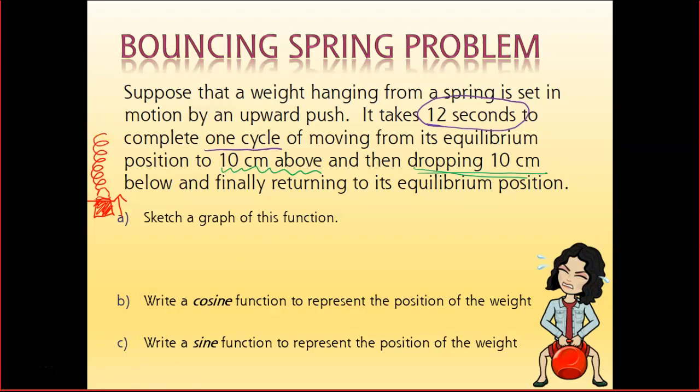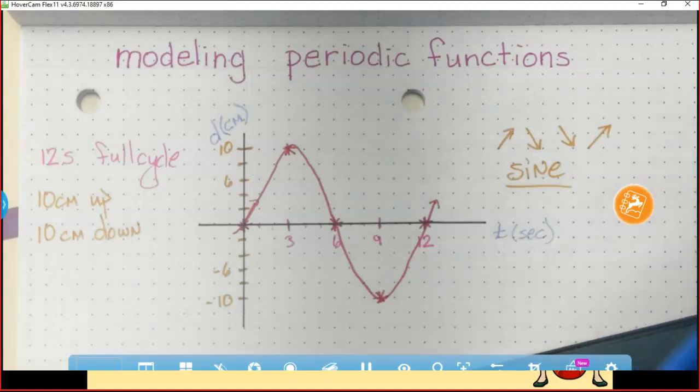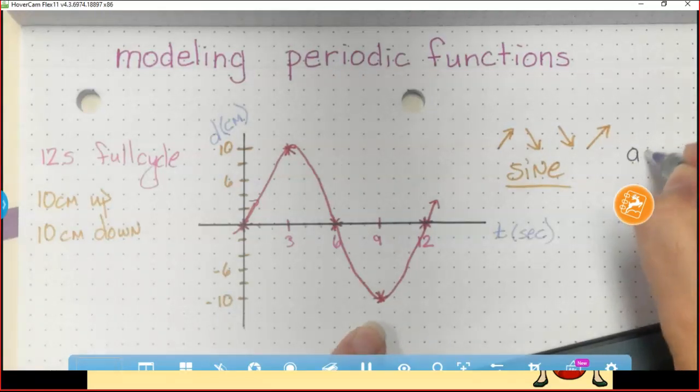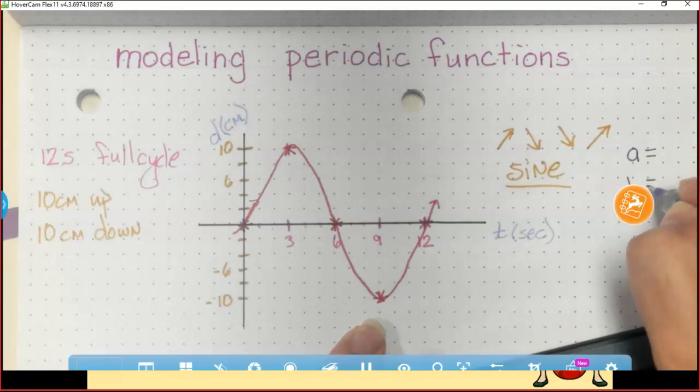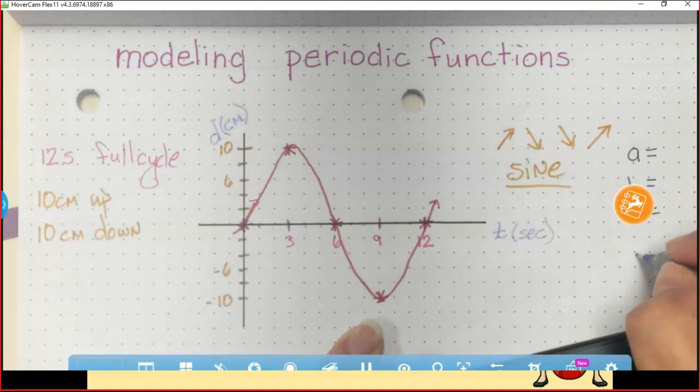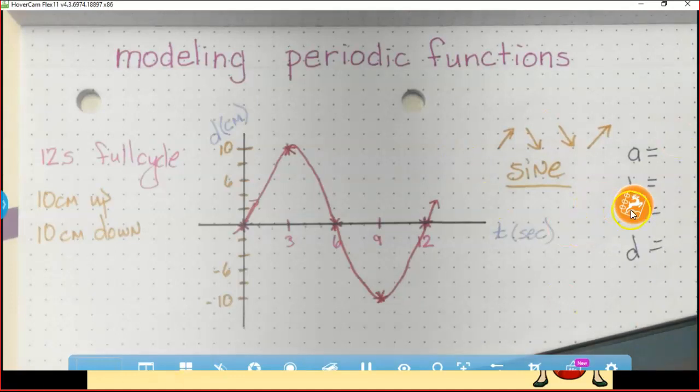Okay? So here, sine function. Let's do this. Here we go. In order to write a sine function, I need a few things. I need an A, a B, a C, and a D. I need A, which is the amplitude, B, which controls the period, C, which controls the phase shift, and D, which is the principal axis.